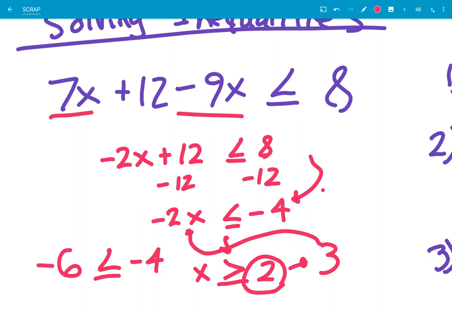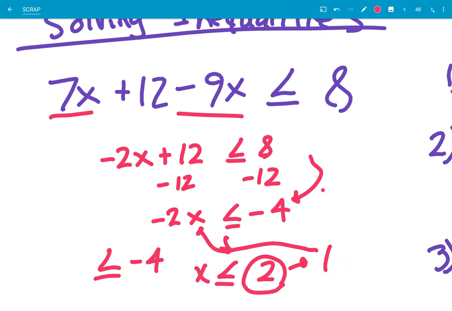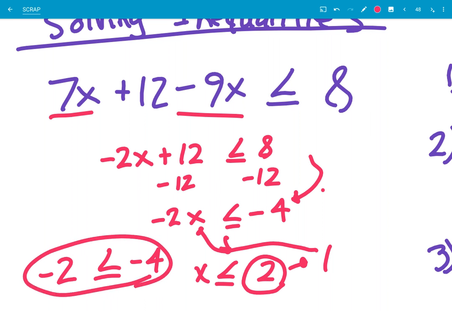If I hadn't reversed the sign and I had left it as x is less than 2, then that would give me something that just isn't true. Like, for example, 1 would be a solution to that. 1 is less than 2, right? But if I plug that back in here, that doesn't make any sense because I'll get a statement like negative 2 is less than or equal to negative 4. And it's true in the sense that 2 is a smaller number than 4, but unfortunately, once I'm in the negatives, that's not true because negative 4 is further to the left.